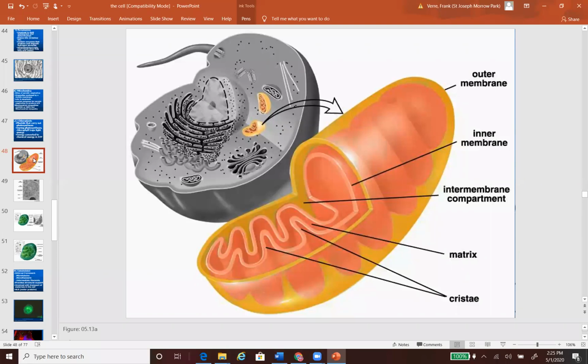Animal cells don't have chloroplasts, so they have to eat food. Whether you're a herbivore or carnivore or an omnivore, you have to eat food, and then that food is broken down by the mitochondria into usable energy. So there's a difference there, obviously, between the two.